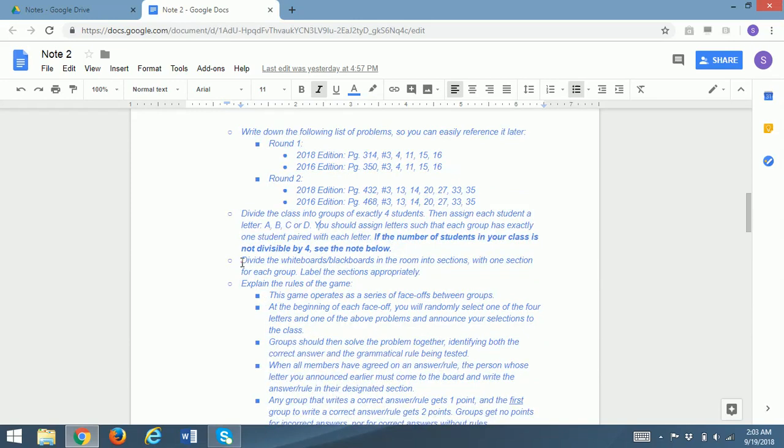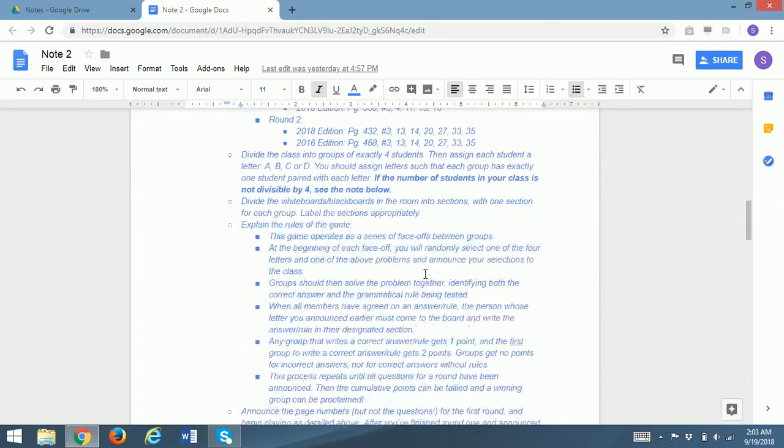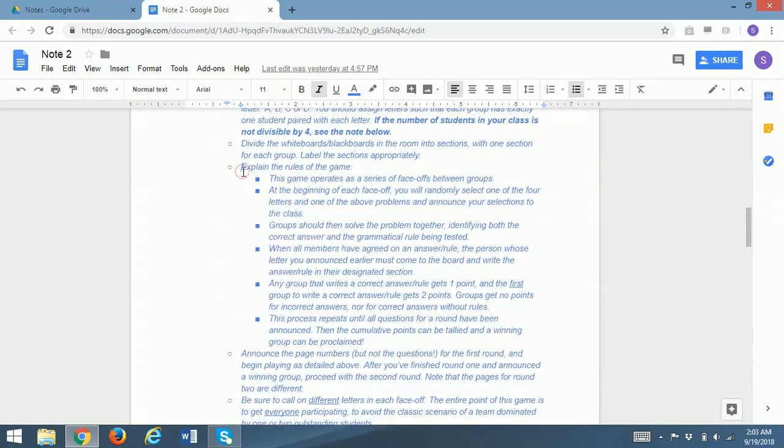Then you go up to the whiteboard and you divide it into sections. So I just draw lines down it, and I write in the corner, like this is group 1 section, this is group 2 section, this is group 3 section, etc. Okay, then you're done setting up.